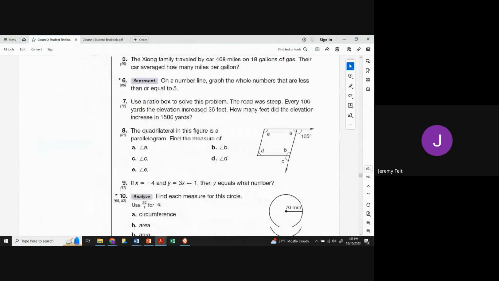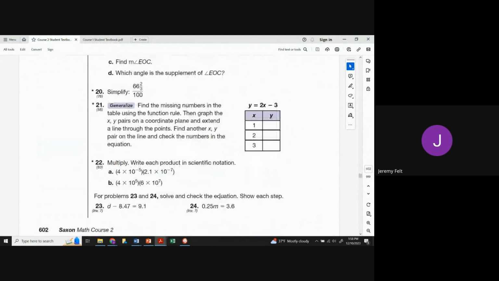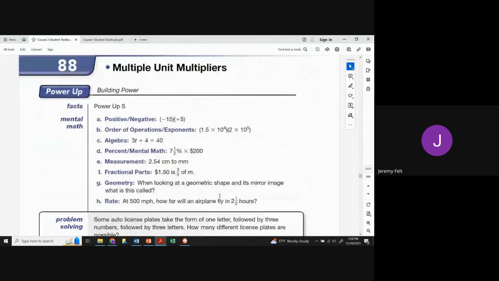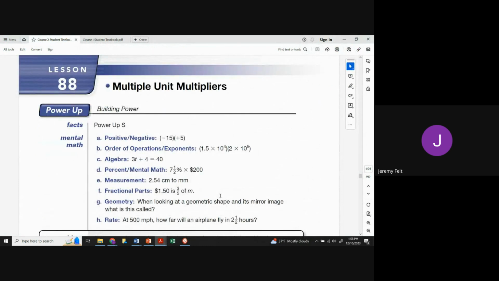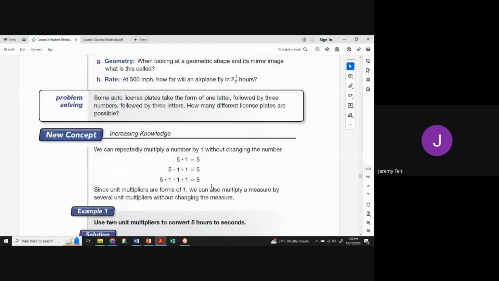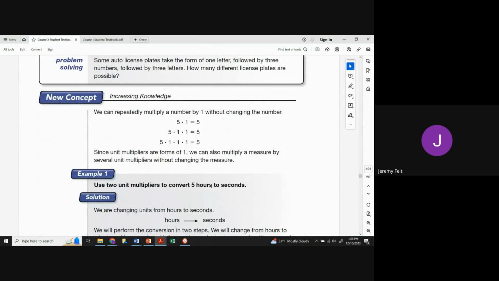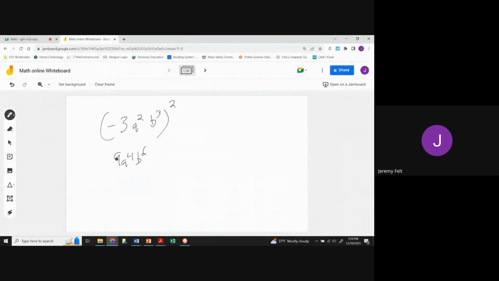That practice set we will do together when we return. All right, and then 88, multiple unit multipliers. Again, a unit multiplier is just something that's equivalent to 1, like 1 foot over 12 inches, 60 minutes over 1 hour, whatever it is. Use 2 unit multipliers to convert 5 hours to seconds.